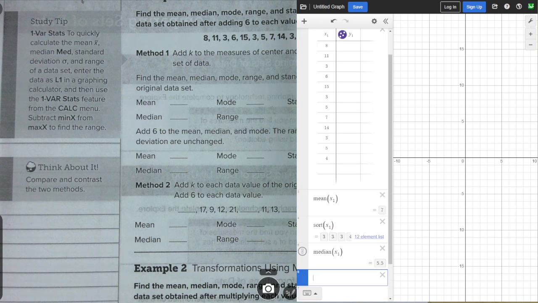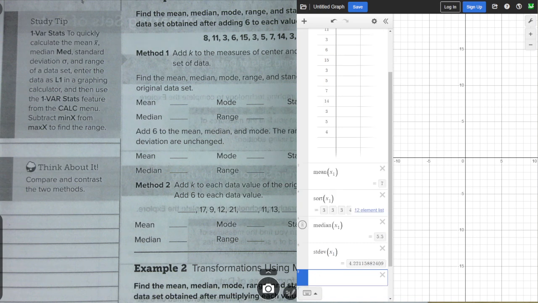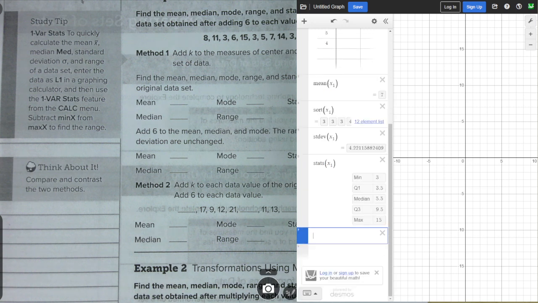Median x1. We have standard deviation x1. Actually, we'll get rid of the median. We should use the stat command. The stats command has the median and the min and max for our range. All right, so our mean is 7.